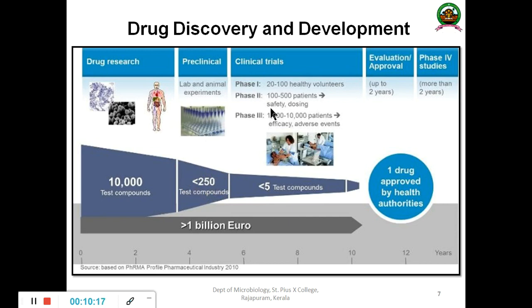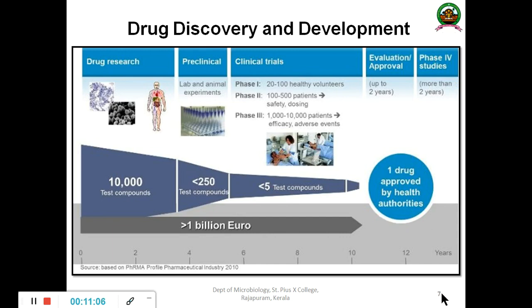Then you go to phase 1, phase 2 and phase 3 clinical trials. Phase 1 is 20 to 100 healthy volunteers, phase 2 scales up to 100 to 500 patients, and phase 3 is 1000 to 10,000 patients, where they check efficacy and adverse side effects. Only a very limited number of molecules will qualify on all these features, and it will take a lot of time, nearly 2 years. When it reaches the phase 4 clinical level, it will take many more years. Totally, a company needs to spend more than 1 billion euro to get one drug into the market.